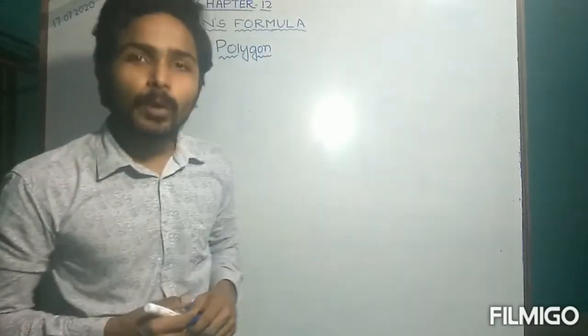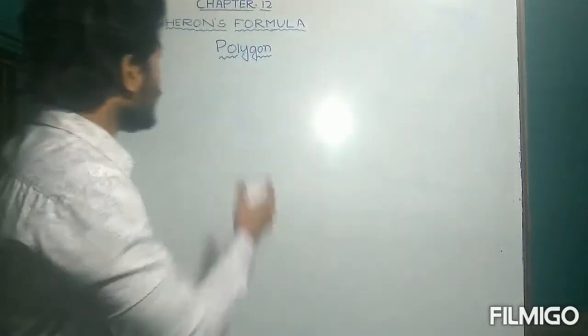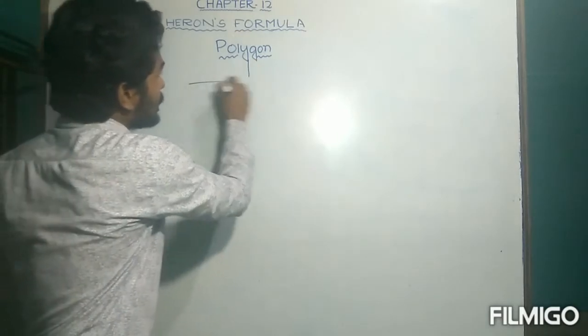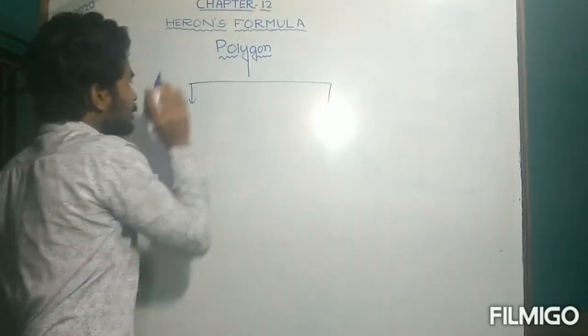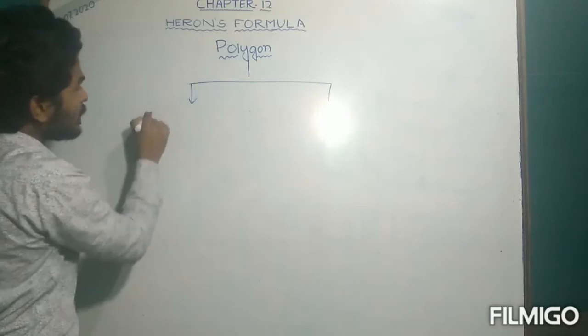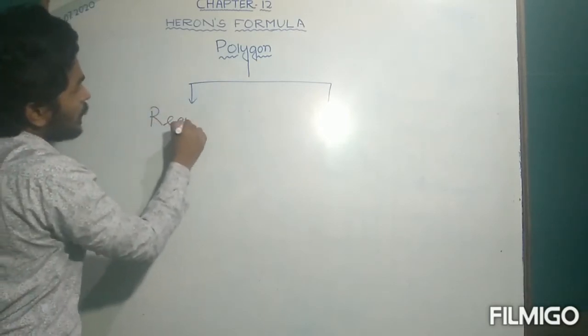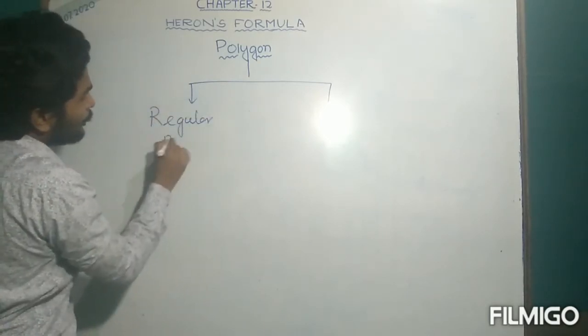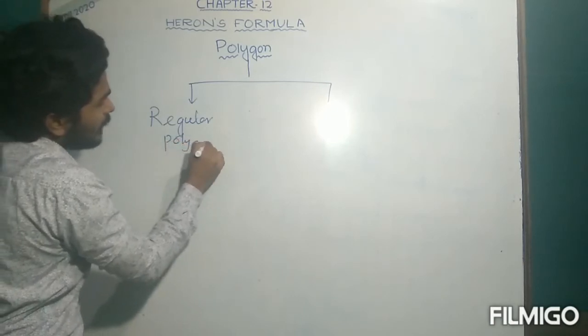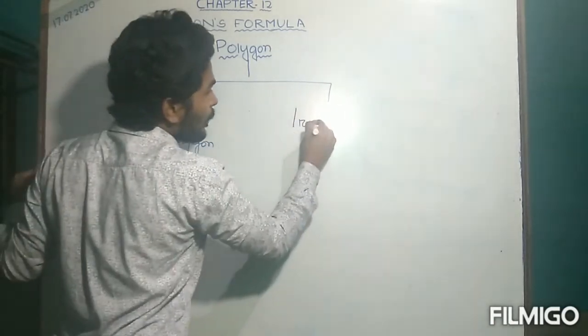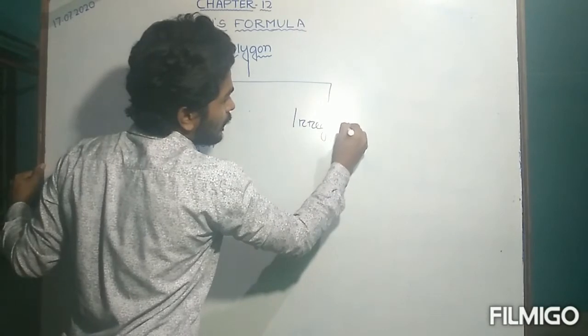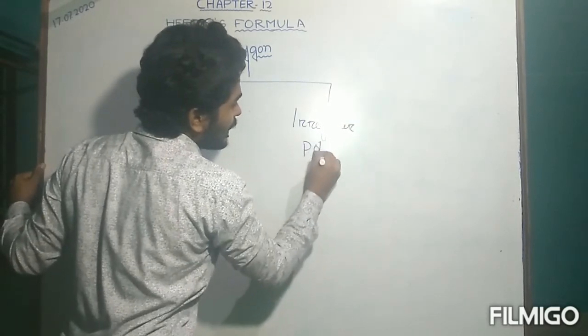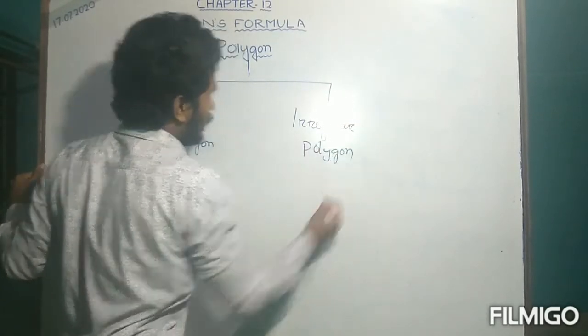Okay, now we will discuss the categorization of a polygon. A polygon is categorized into 2 parts. What are the 2 parts? The first type is known as a regular polygon, and the second one is an irregular polygon. Now we will differentiate what is a regular and what is an irregular polygon.